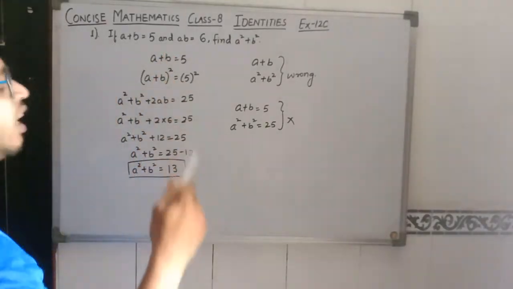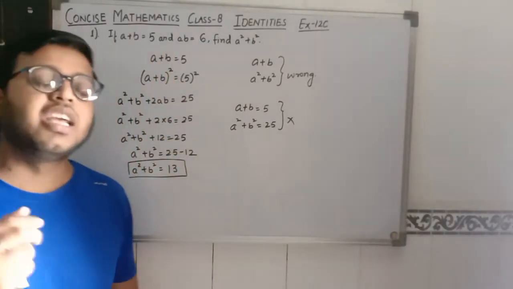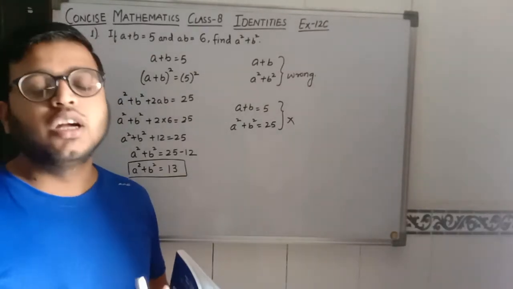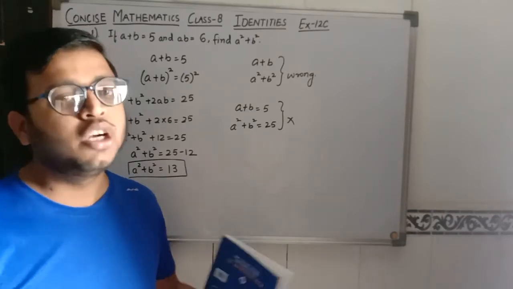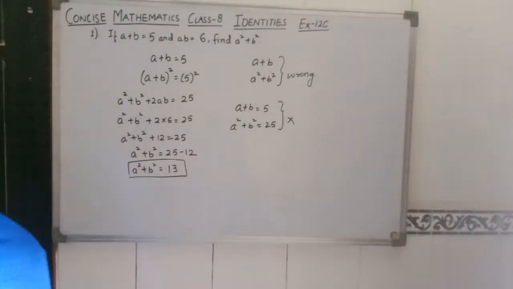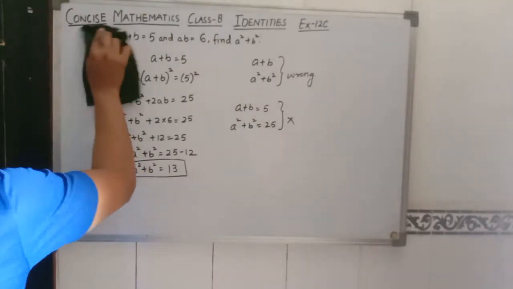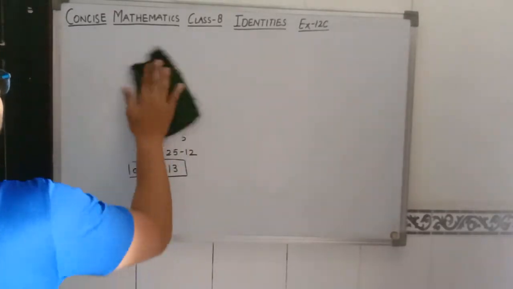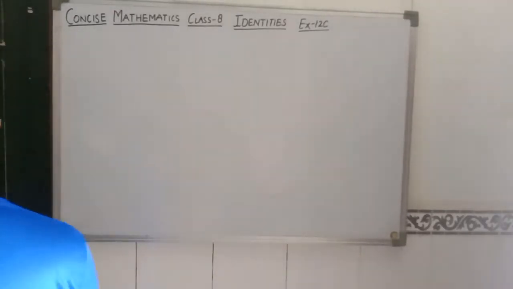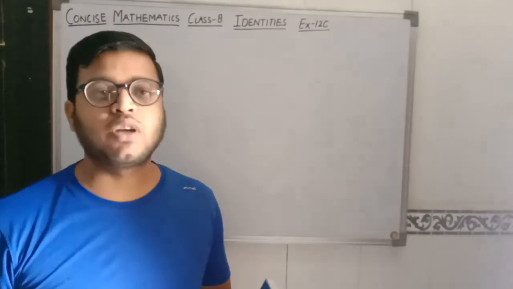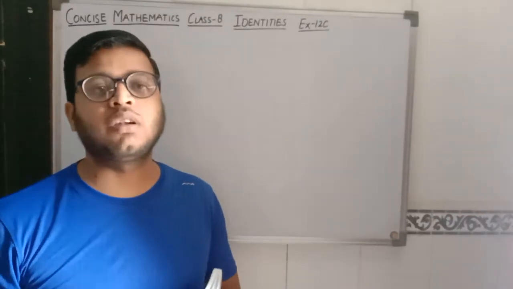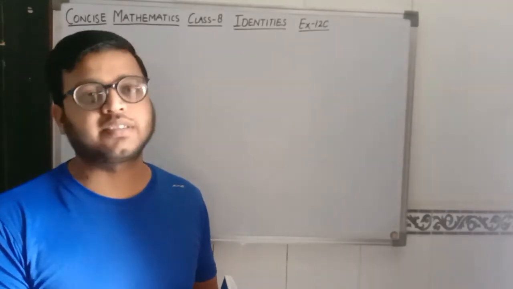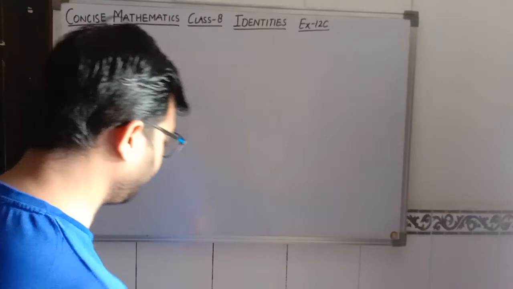So this is how we can solve these questions. In these questions, we should know the identity as well as the logic, that is, which identity we can use to find the value. So this is question number 1. Now we are coming to the next question of exercise 12C. I have given you the identities in the previous videos. If you do not have any prior knowledge about the identities, then you can go through the exercise 12A and 12B videos.